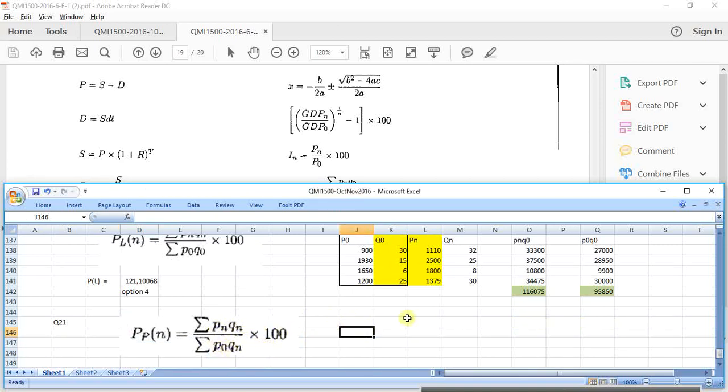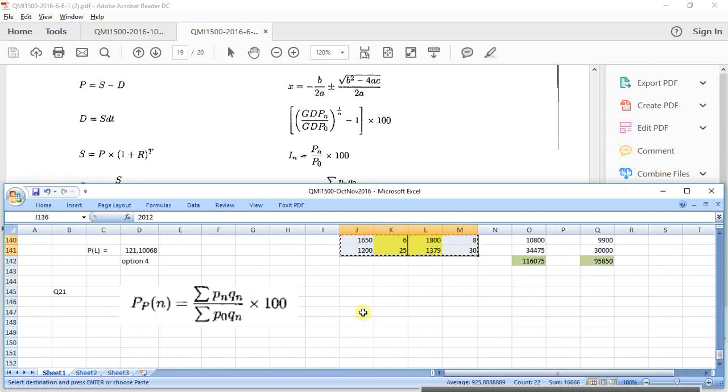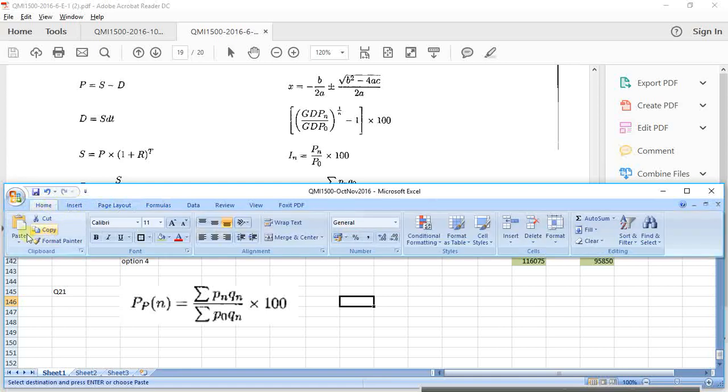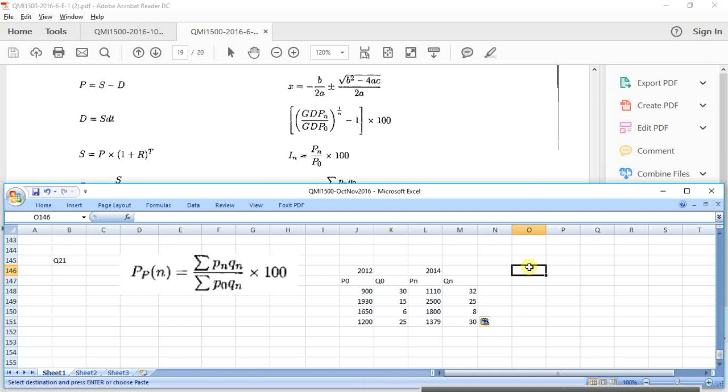Alright, so what does this want? PNQN, P0QN. Do I have P0QN? No, I don't. Okay, so I need to do all of that again. Alright, so I'm just going to copy all of these values. Copy. Paste values. Alright, so there's the table. Now PN, QN. So PN, QN, PN, QN. That's it. This times that for all of it. Then sum up.